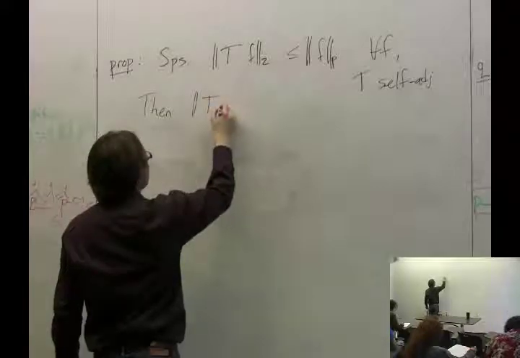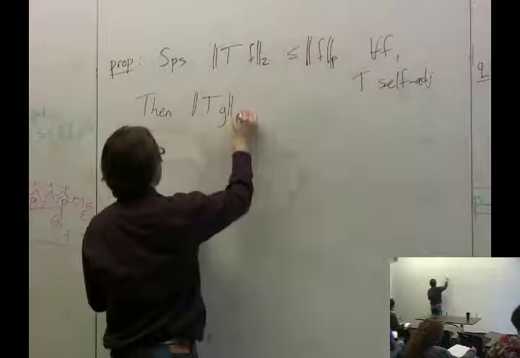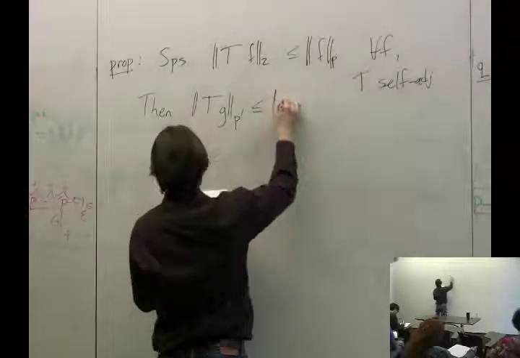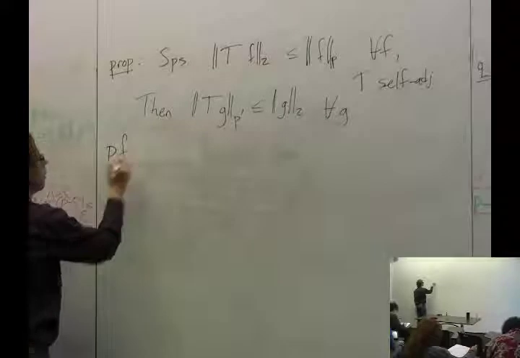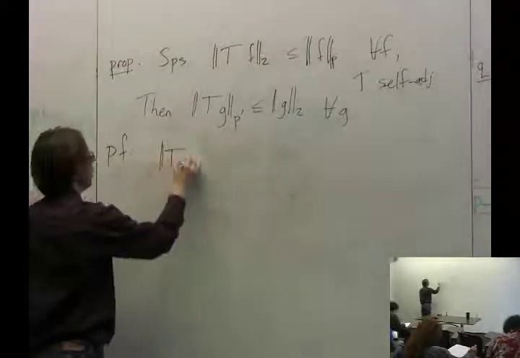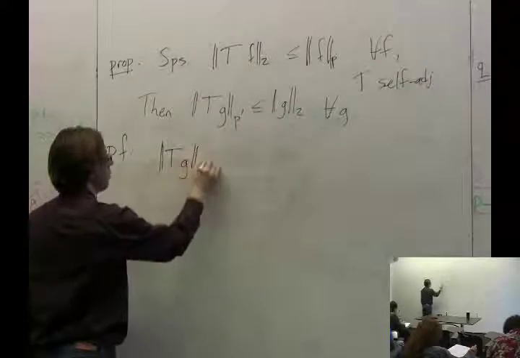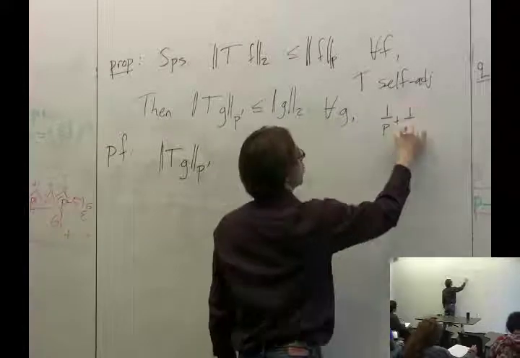the P prime norm of TG is at most the 2 norm of G for all G. OK, and this is once you do the definitions, that's what we want. OK, so here's the proof. We're trying to bound TG in the P prime norm. Sorry, where P prime is such that 1 over P plus 1 over P prime equals 1.